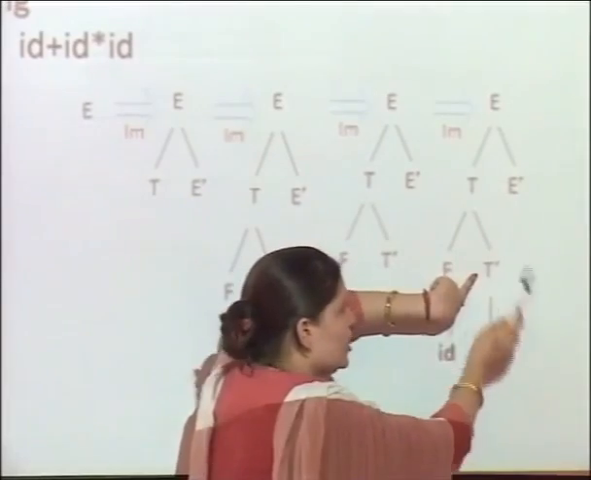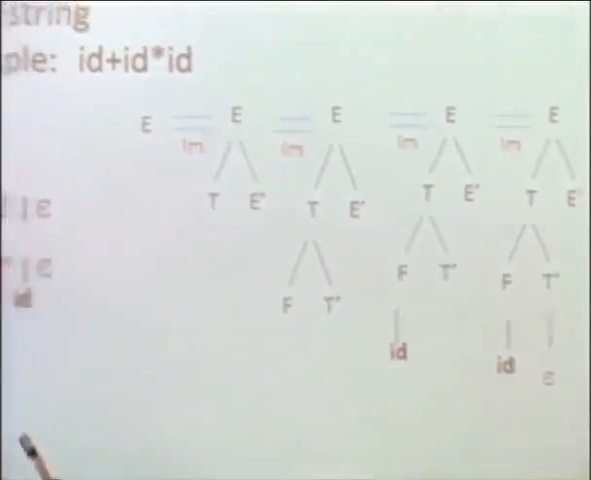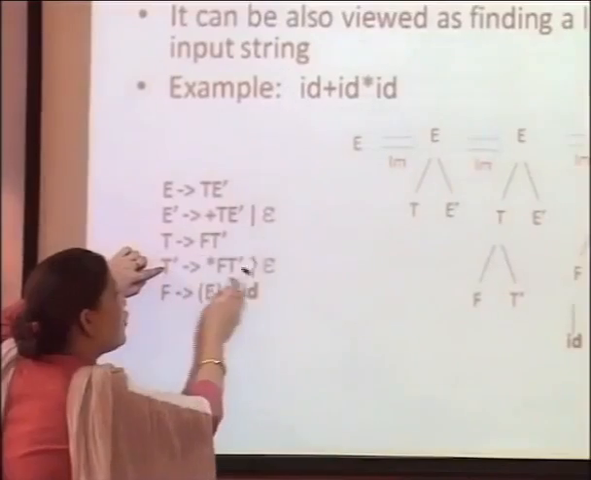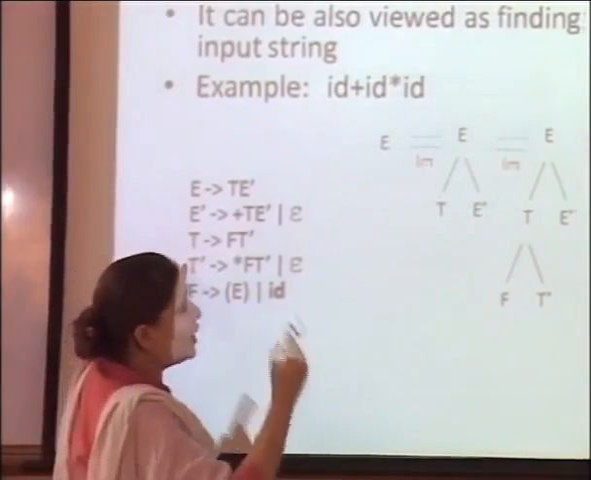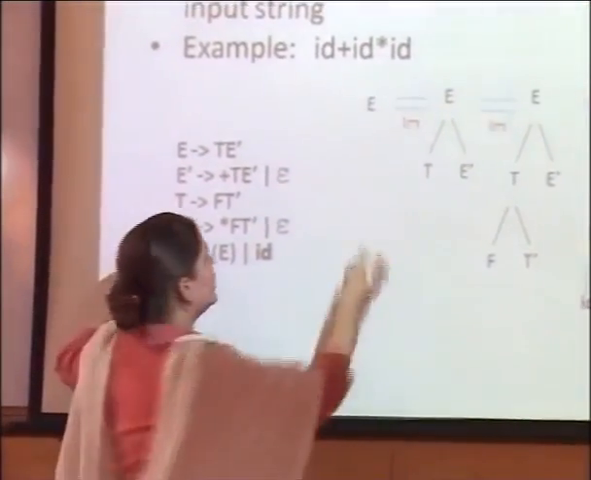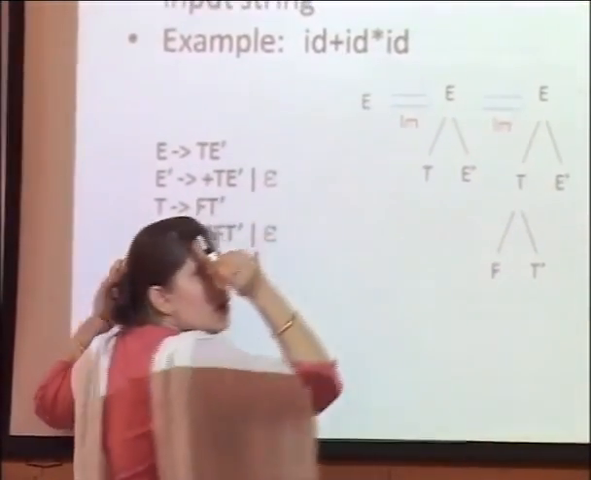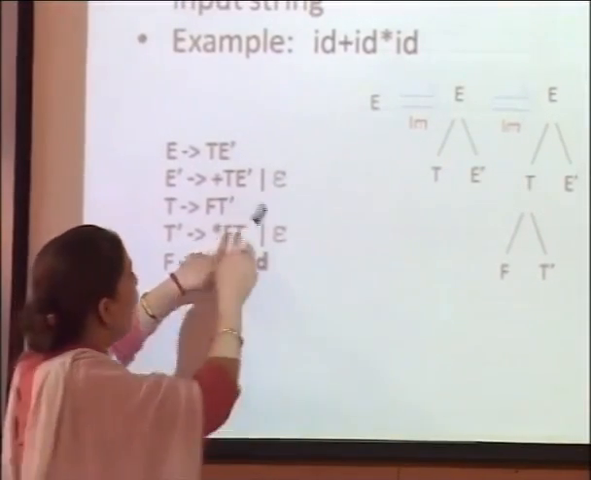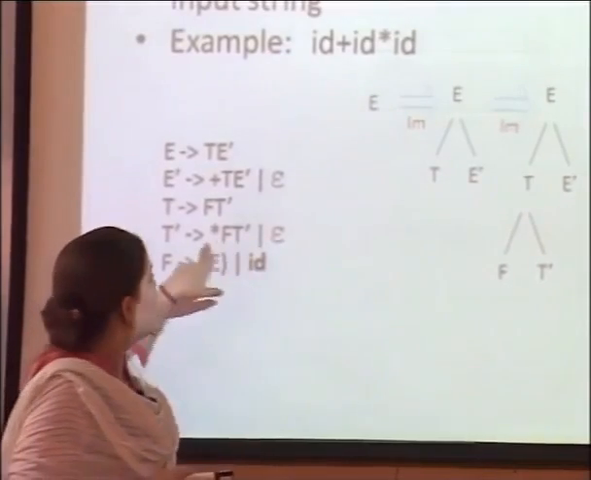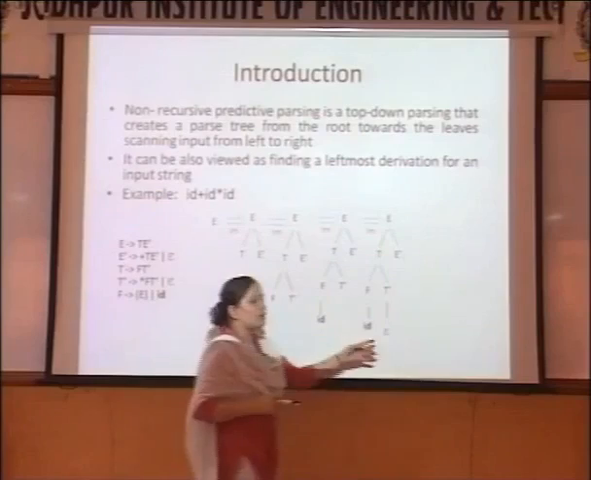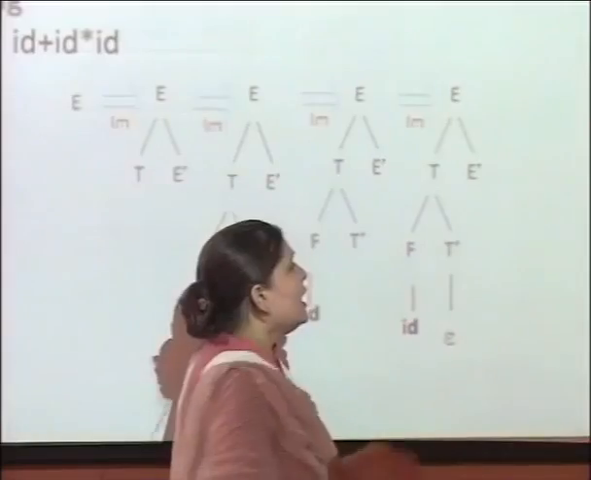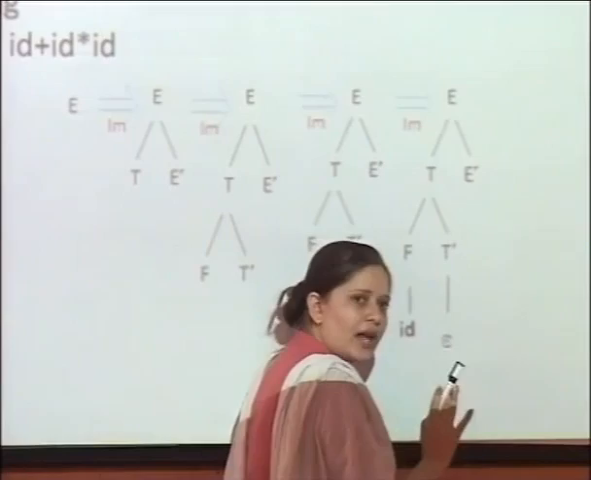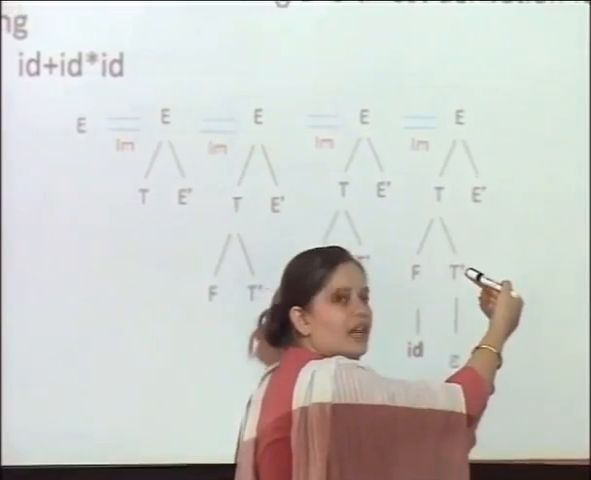Here T dash is again behaving as a non-terminal symbol, so we will replace this T dash with its respective production. Now the input pointer has been forwarded to the next input character, that is plus. For this expansion, we did not get any plus symbol in these productions. So we will replace this T dash with a null production. Now we search for its sibling node. As its sibling node does not exist, we move towards its parent node.